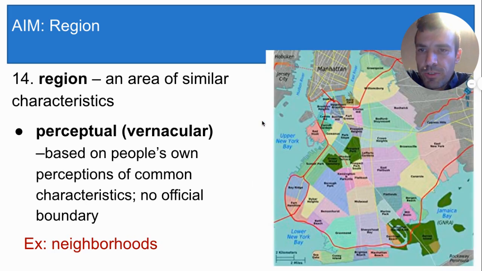Another example of perceptual regions are neighborhoods. Neighborhoods have no official boundary. You might hear people arguing about what neighborhood they live in. Is our school in Midwood or is it in Flatbush? There's no answer to this question because there's no defined boundary between the neighborhoods. One person can say Flatbush, another can say Midwood. They're never going to settle the argument. The formal political region that most closely corresponds with a neighborhood is a precinct or a census tract. But you'll probably never hear anyone say, "Oh, you're from New York? What census tract did you grow up in?"